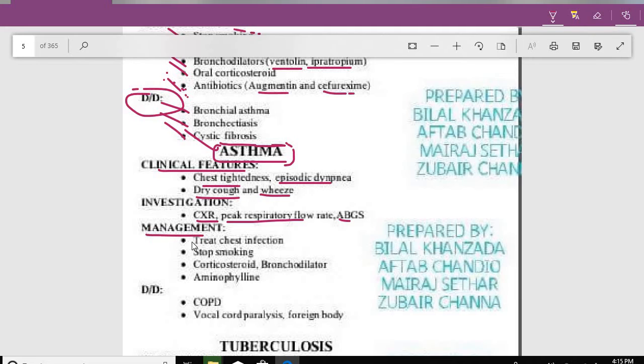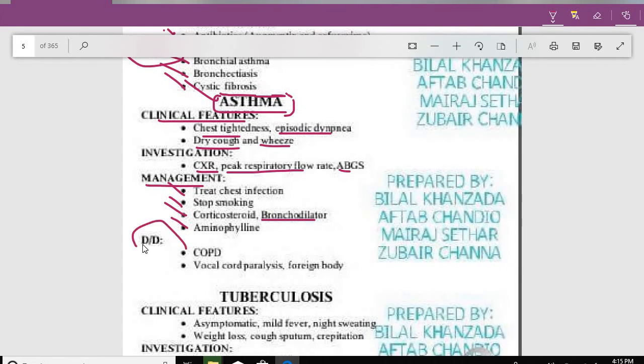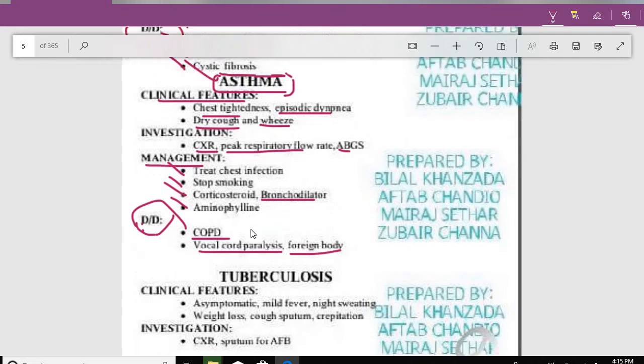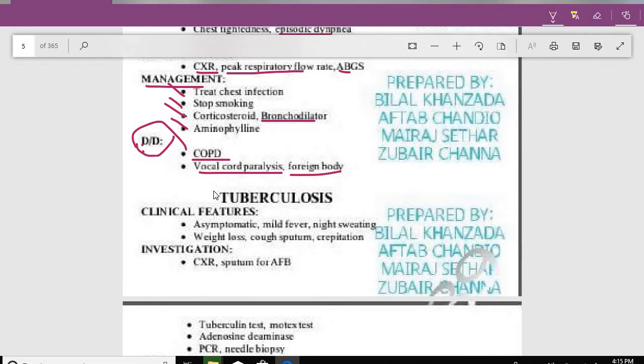Management: how will you manage the patient? We will treat the chest infection, advise to stop smoking, corticosteroids will be given and bronchodilators are also given. Amitriptyline is also given to the patient. What will be the differential diagnosis? It will be COPD, vocal cord dysfunction or foreign body. And another disease of the respiratory system is tuberculosis.